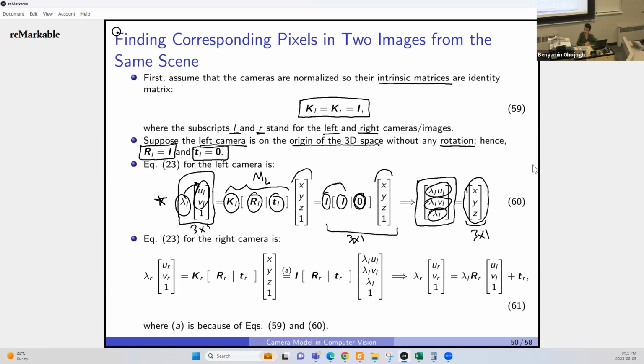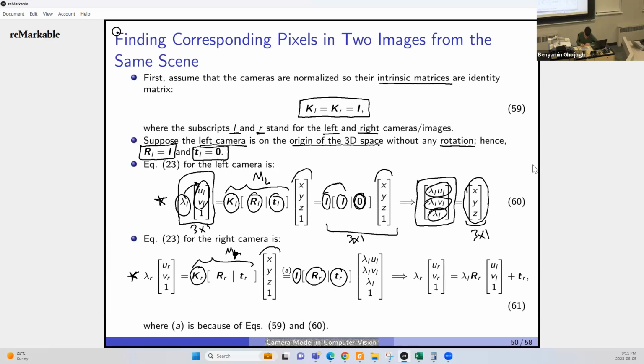Let me write it for the right camera. Lambda R, UR, VR, 1. Again, this is the mapping for the right camera. And XYZ is the same object, the same scene. KR, I assumed it is I. However, now I have rotation R and translation T for the right camera, right? So far clear? I have rotation and translation for the right camera.